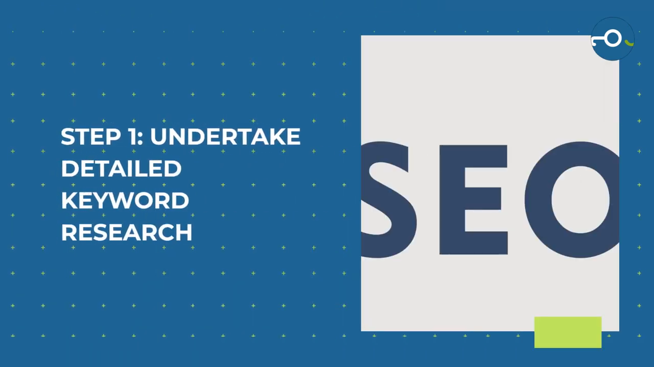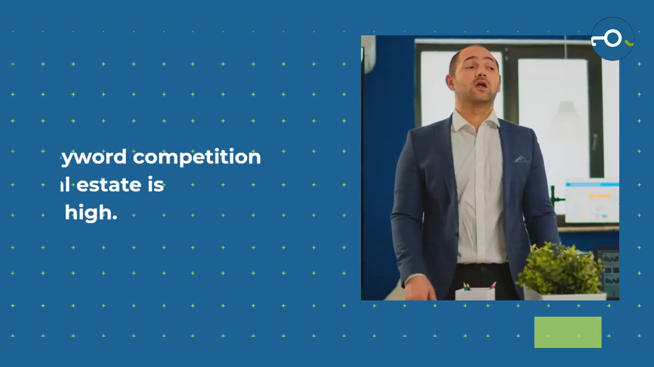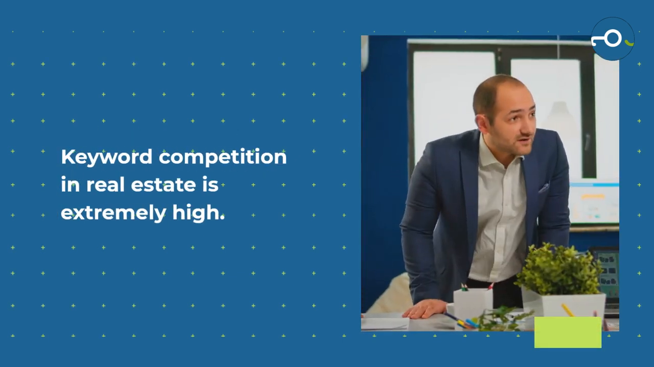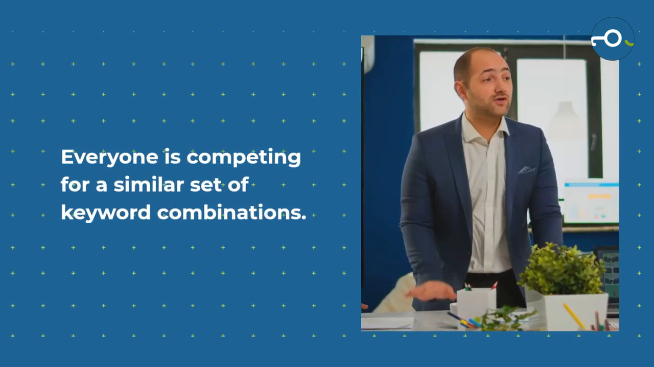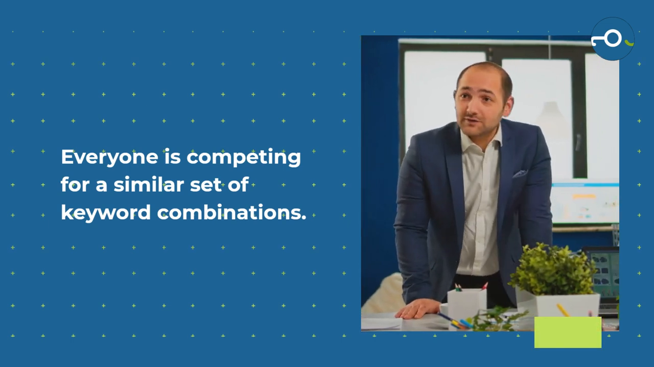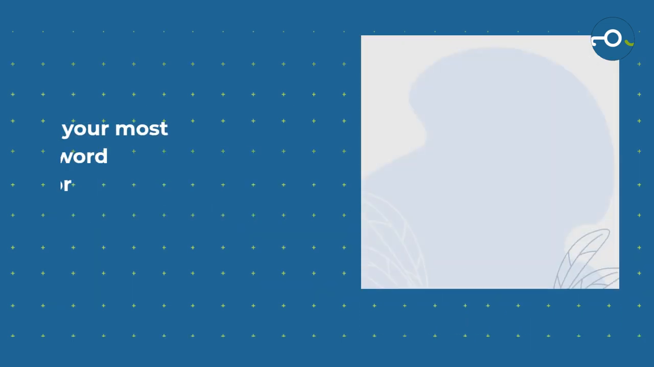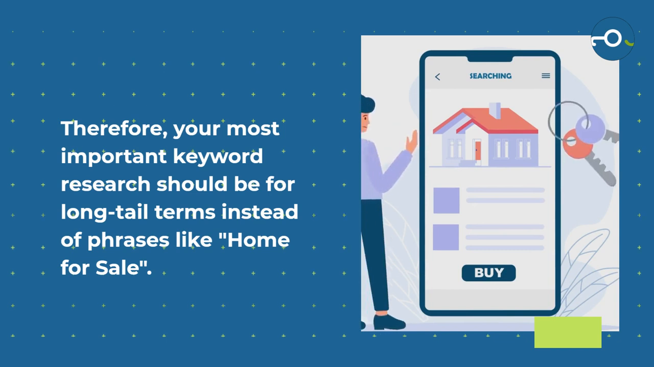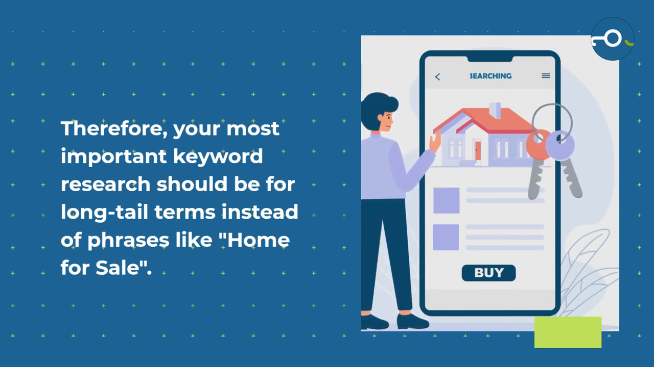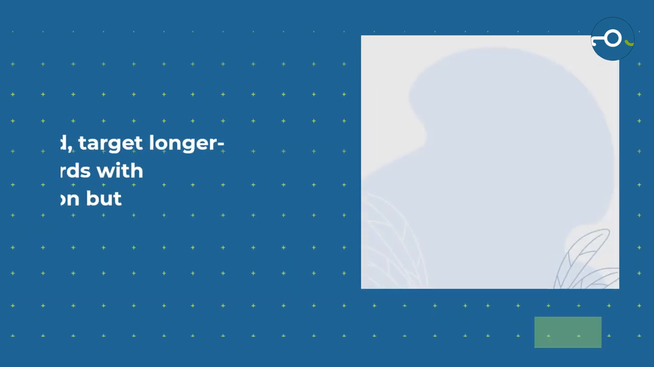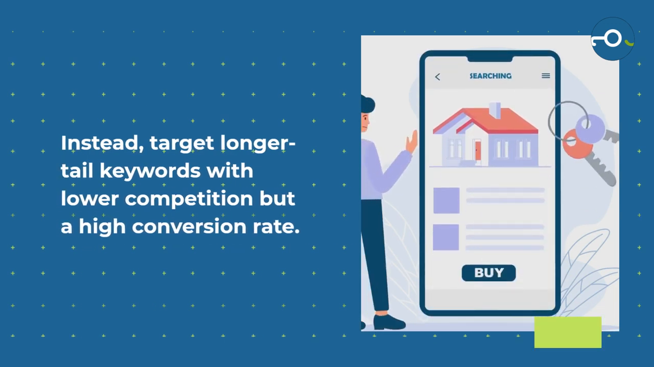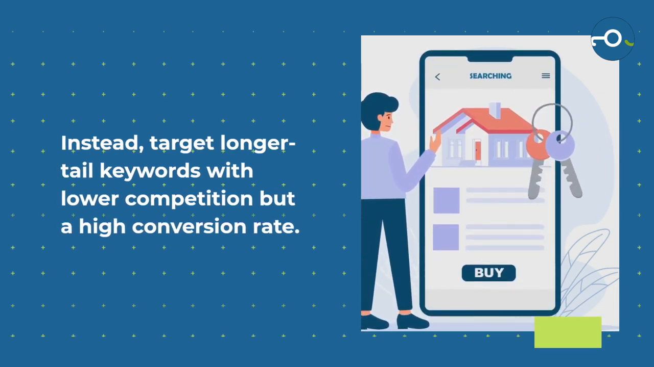Step 1. Undertake detailed keyword research. Keyword competition in real estate is extremely high, and everyone is competing for a similar set of keyword combinations. Therefore, your most important keyword research should be for long-tail terms instead of phrases like home for sale. Instead, target longer-tail keywords with lower competition but a high conversion rate.